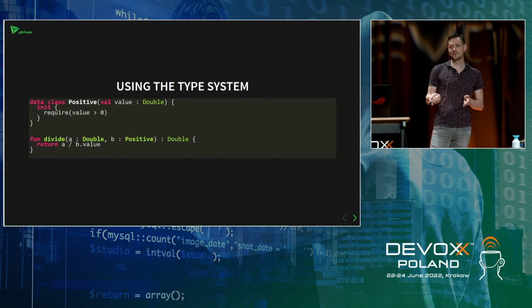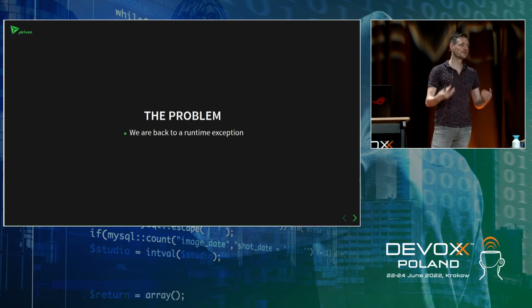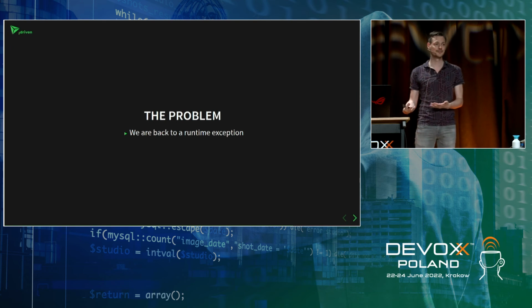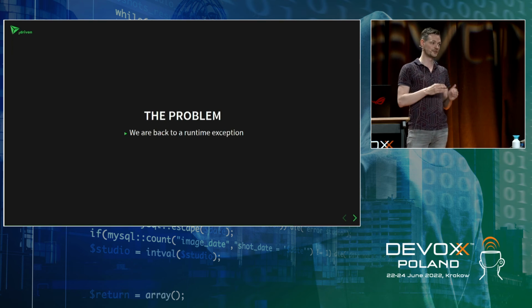Can anyone spot the problem here now? We're back to a runtime exception now, because the moment we create an instance of Positive, and the constructor sees we try to put a negative value in there, we get the runtime error again. And this is where Arrow's analysis plugin comes in.